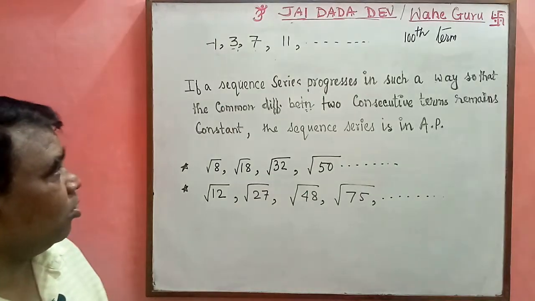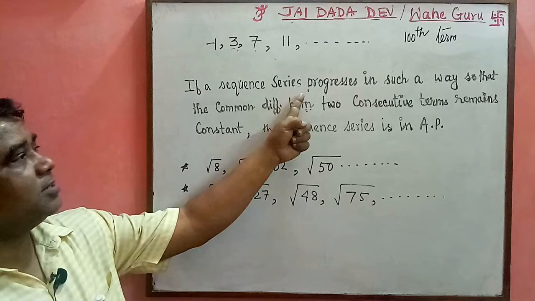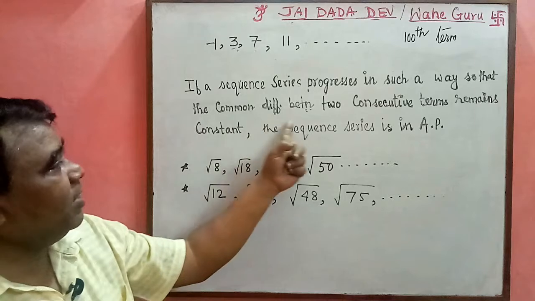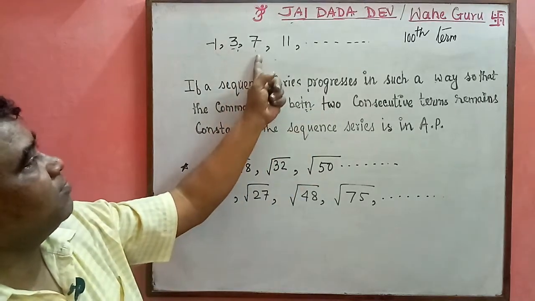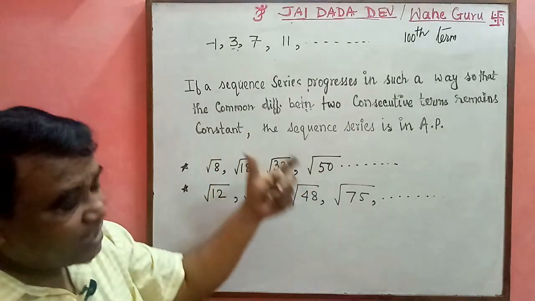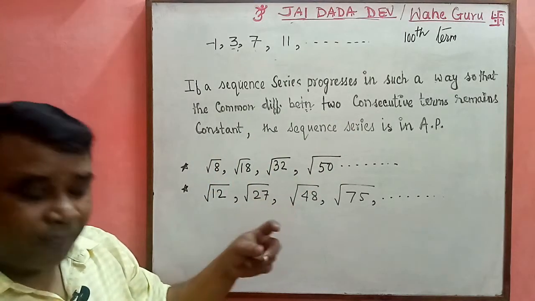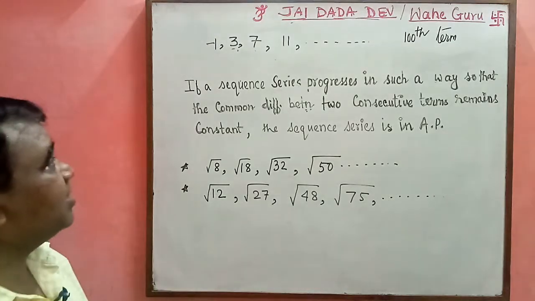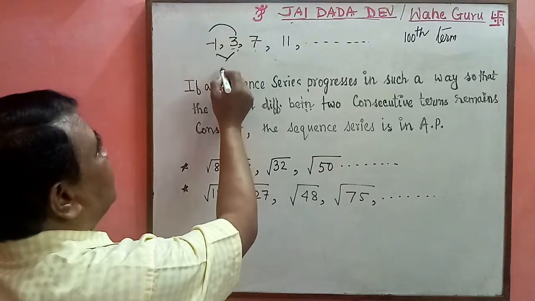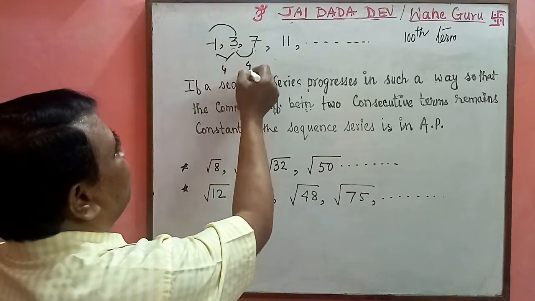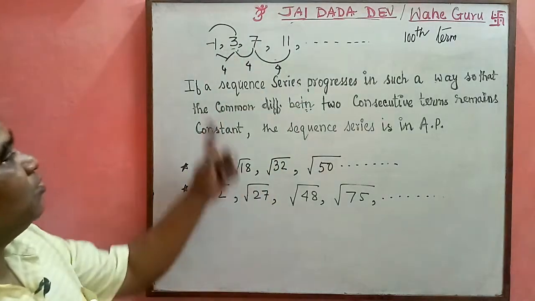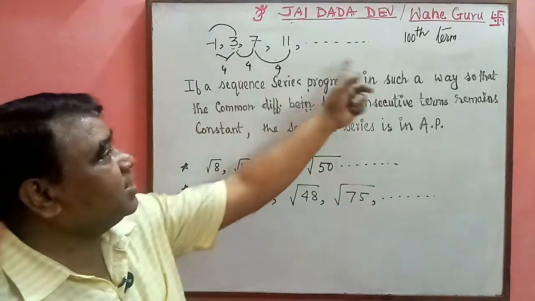Now we have come to know that if a sequence series progresses in such a way that the common difference between two consecutive terms remains constant. What does it mean? If a sequence is progressing in such a way that the difference between two consecutive terms, like 5 minus 1, this is 4, this is also 4, this is also 4. The difference between two consecutive terms is 4 here. So this is in AP.